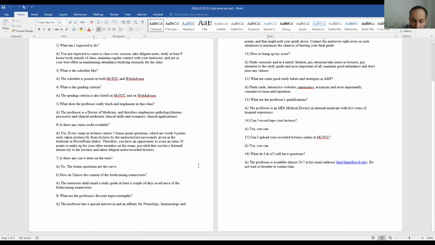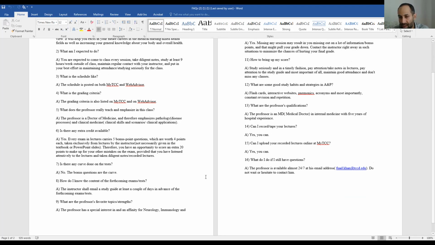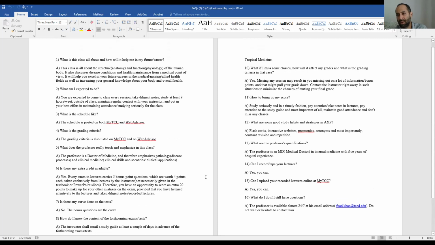What are the professor's favorite topics and strengths? I have a special interest in neurology, which again is the study of the diseases of the nervous system, immunology, study of the immune system, and tropical medicine. Tropical medicine has to do with these newly emerging viruses and bacteria and infections. COVID-19 would be one example of just such an emerging infection. We hadn't heard of that before. So tropical medicine deals with these diseases which are more prevalent in tropical areas.